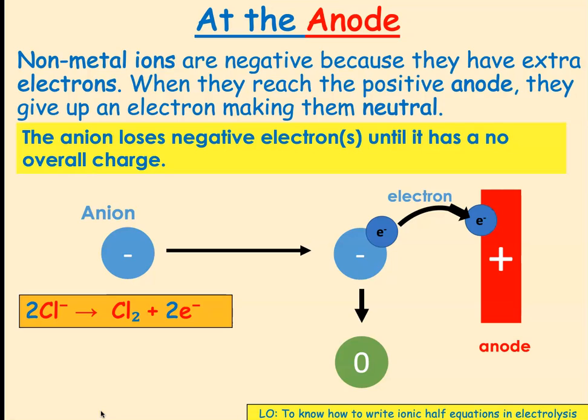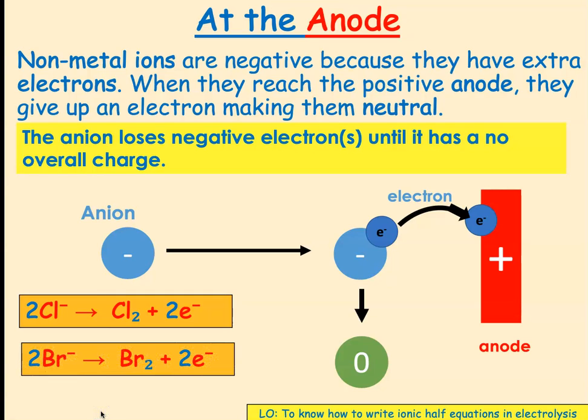2Cl- will give us Cl2 plus 2 electrons that are donated to the anode, one from each chloride ion. And again, with bromide ions, 2 Br- will give us Br2 plus 2 electrons given to the anode.